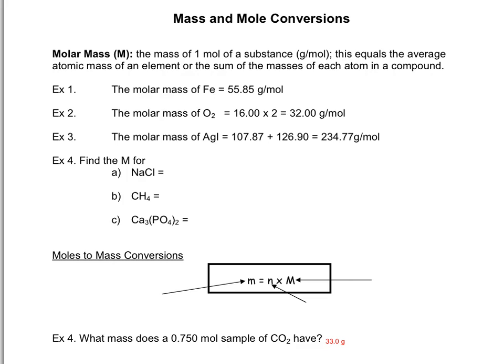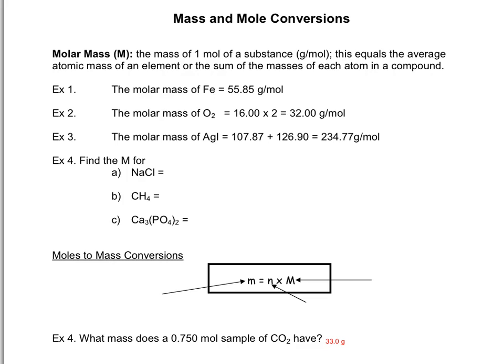However, if you have a molecule such as O2, the molar mass of the O2 compound would be the molar mass of the oxygen times 2, or 32.00 grams per mole. It's the sum of the masses of each of the atoms in the compound.